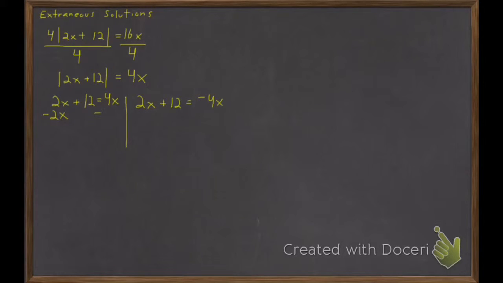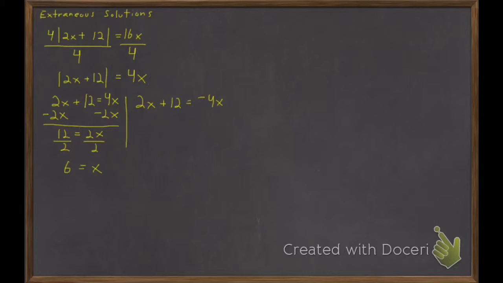We subtract 2x from both sides. We get 12 is equal to 2x. We then divide by 2 to get x by itself. And we see that x is equal to 6.